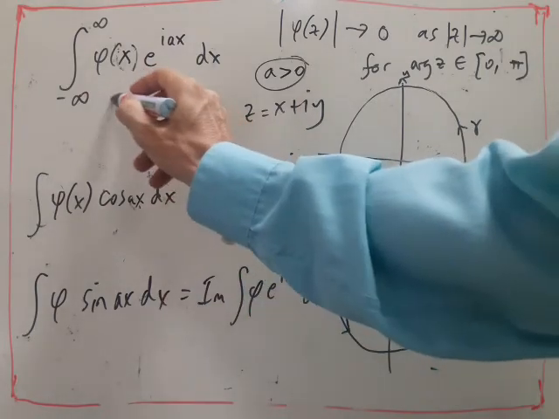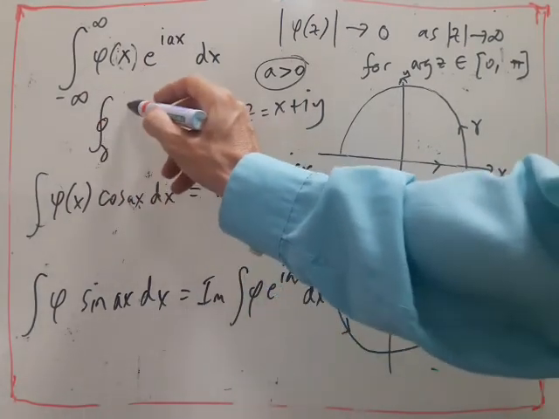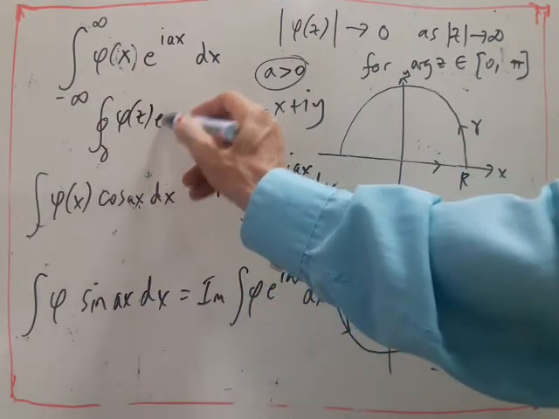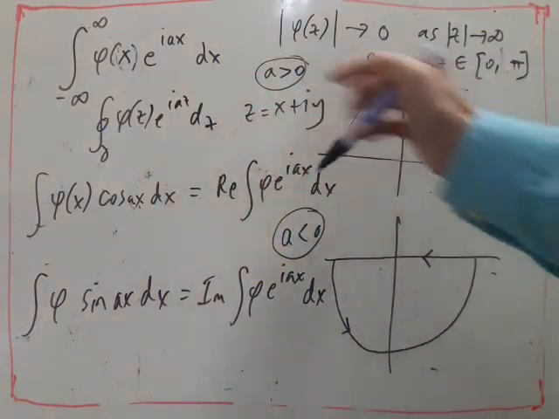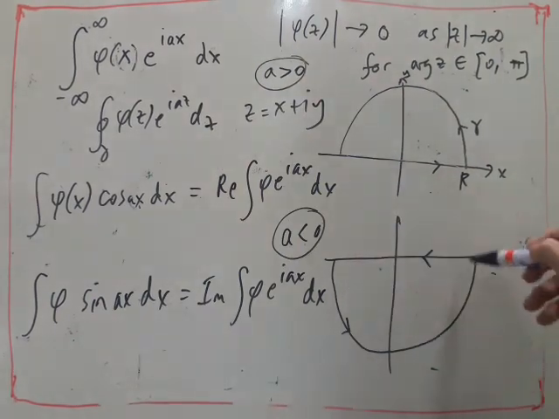So in the end, what we do is we consider, for all of these three cases, the contour integral of phi(z) e to the iaz dz around this type of contour if a is positive, and this type of contour if a is negative.